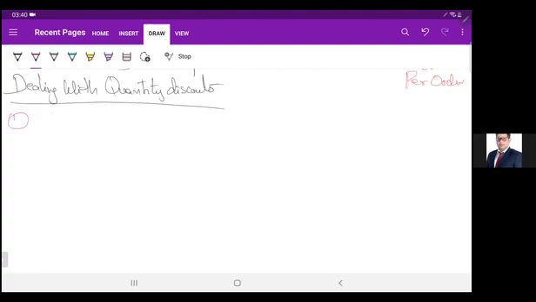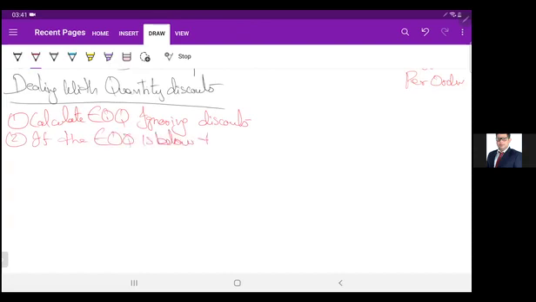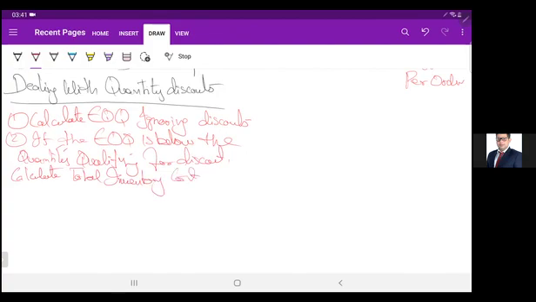Number one, calculate EOQ ignoring discounts. Then, number two, if the EOQ is below the quantity qualifying for a discount, calculate the total inventory cost arising from using EOQ.